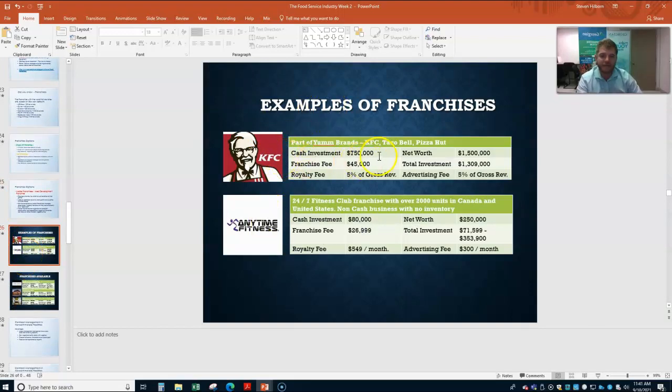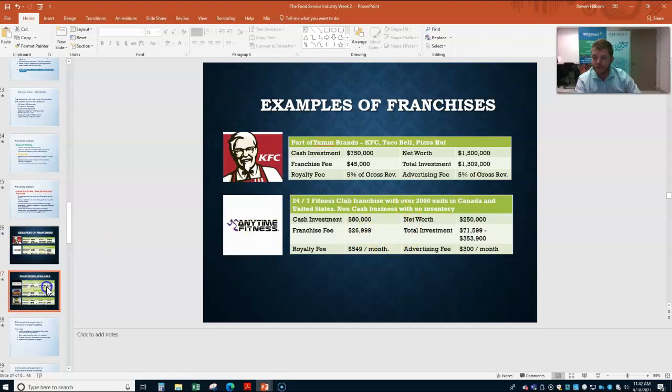So here's a couple of examples. If you wanted to open a KFC, it's part of the Yum brand. KFC, Taco Bell, Pizza Hut, they're all the same company. You would have to have $750,000, and a $45,000 one-time fee just to get the franchise. You need a net worth of $1.5 million, and your total investment is probably around $1.3 million. The royalty fee is 5% of your gross revenue for both royalty and advertising. So that's off the top, which means if you make $100,000 in a month, they're taking $10,000 of that even before you pay for your food and your staff and your labor and all that good stuff.